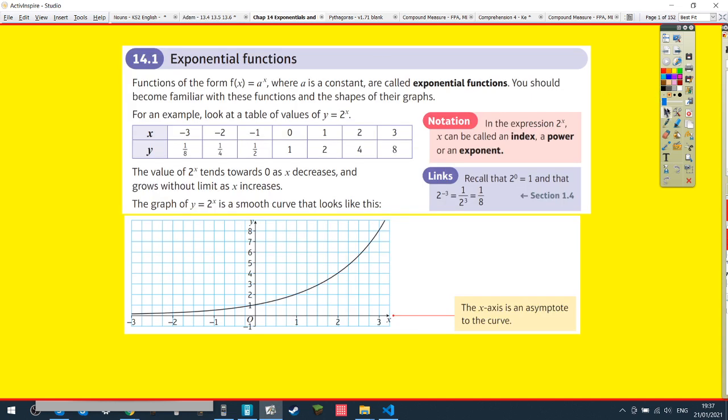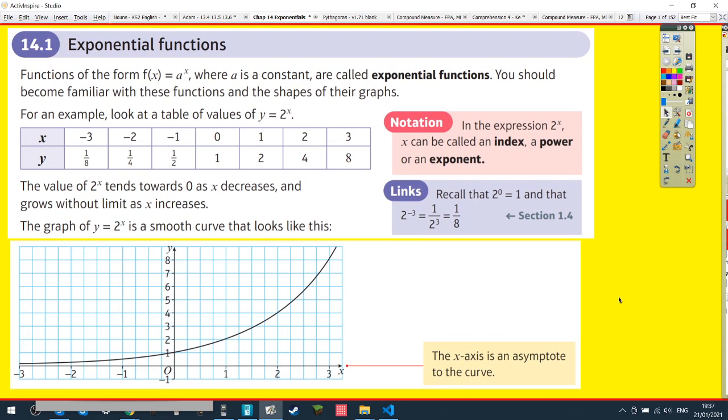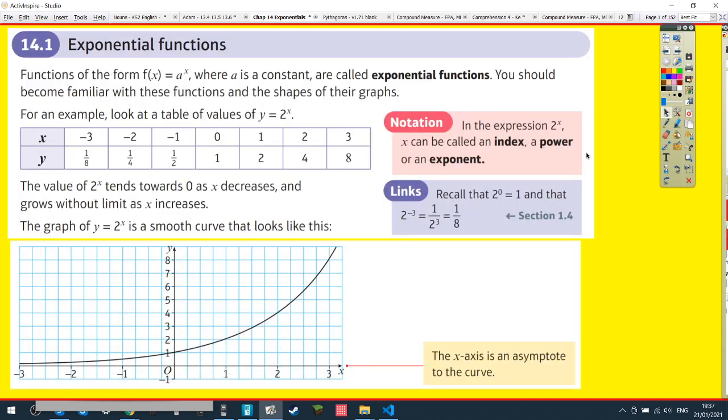This one, exponential functions. Isn't this the last chapter of pure? Yep. Let's see. Exponential functions. Virus grows exponentially. This is what they use for modeling pandemics and what have you. Okay. Let's see.